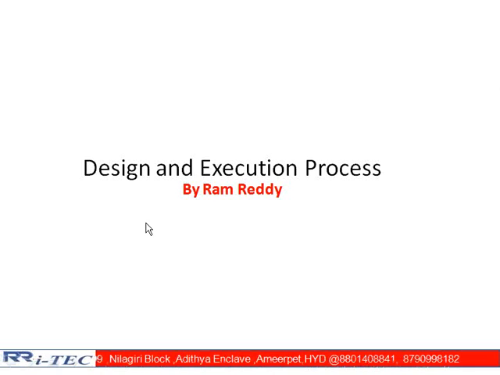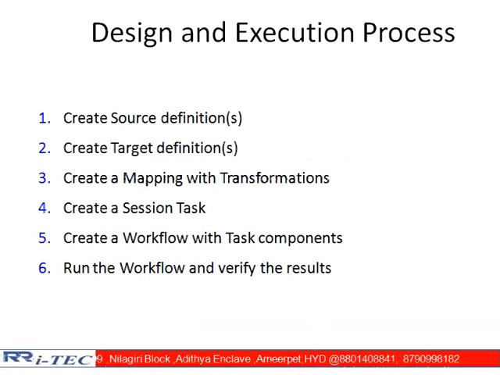Right, now you can observe here the design and execution process slide. Total how many steps are available in this design and execution process, sir? Total 6 steps are available. If you know these 6 steps, I can say you know 20% of Informatica. That much important these steps are. The first step is creating your source definitions. That means if you want to move the data from OLTP to OLAP, we need to have the source. Source is nothing but your OLTP. Target is nothing but your OLAP. That source metadata we are going to create now.